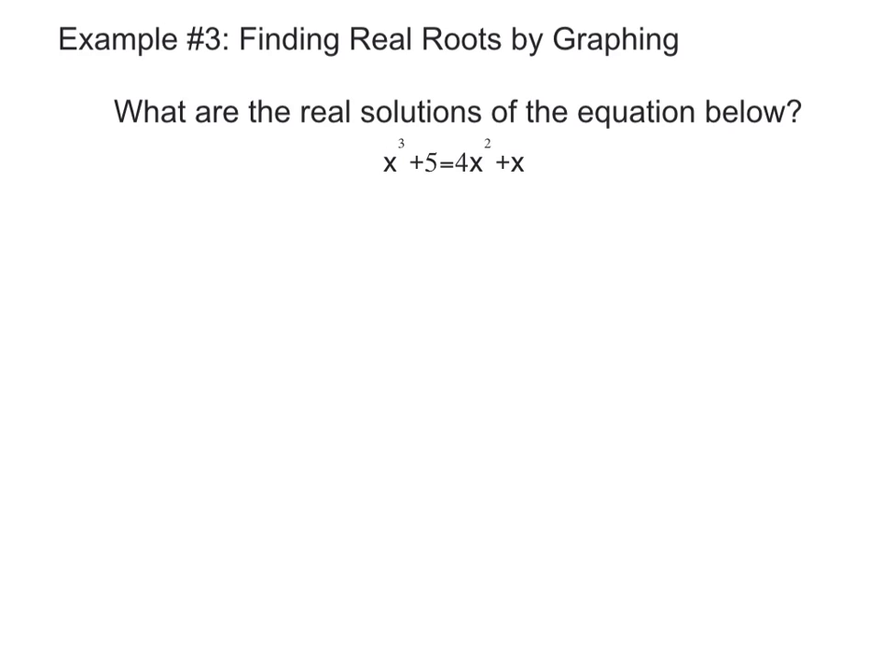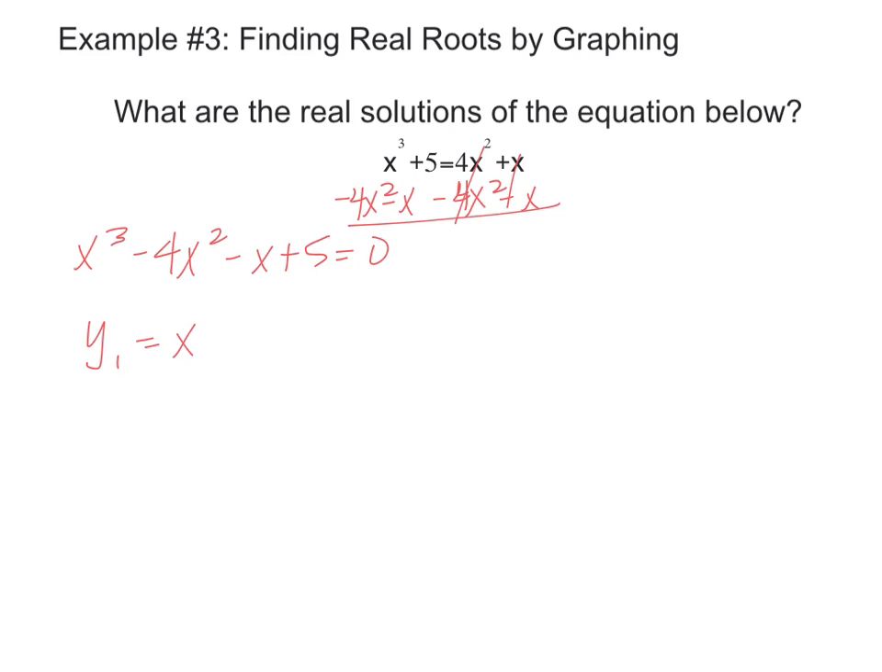So on this one, as usual, we want to put it in standard form, so we're going to subtract 4x squared and subtract x. And we're left with x cubed minus 4x squared minus x plus 5 equal to 0. At that point, we will input this into y1 of your calculator in the graph section. So y1 equals x cubed minus 4x squared minus x plus 5.